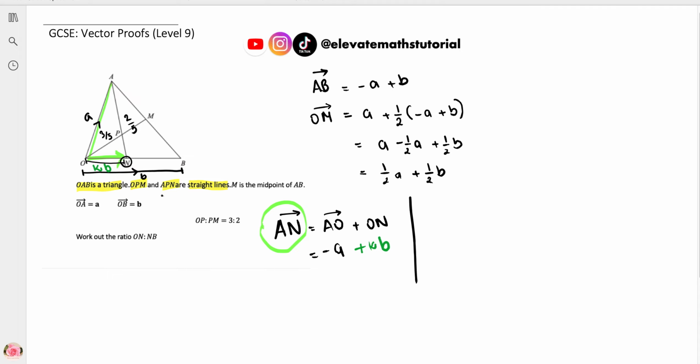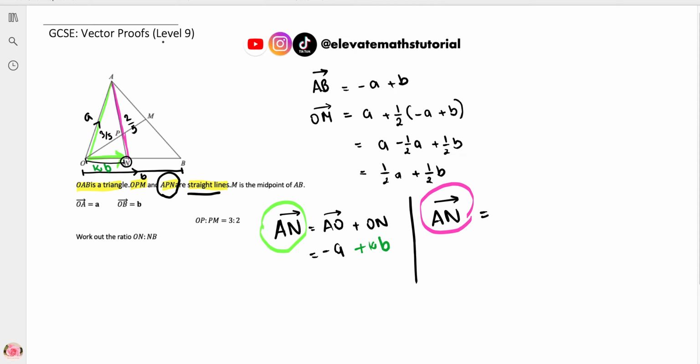Okay, it's always the straight line that they give you somewhere that's going to come in handy. APN is a straight line, which means the vector AP times some number gives you the vector AN. So in order to find AN another way, what we are saying is this is the second way. So you're finding AN using AP.